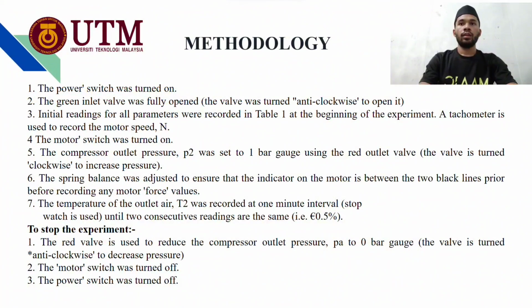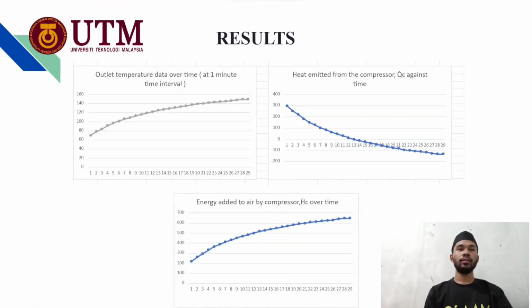To stop the experiment, first, the red valve is used to reduce the compressor outlet pressure to 0 bar gauge. The valve is turned anti-clockwise to decrease pressure. Second, the motor switch was turned off. Third, the power switch was turned off. So, we continue with the results.